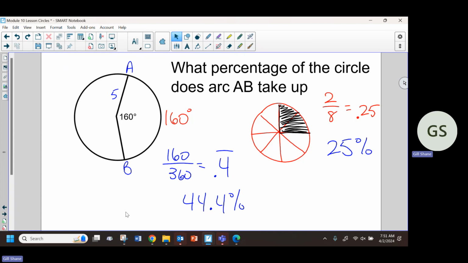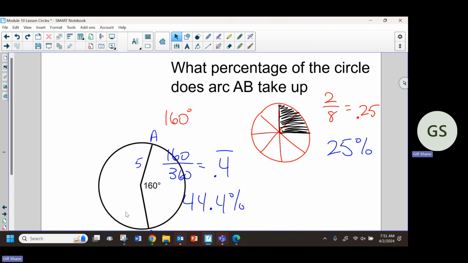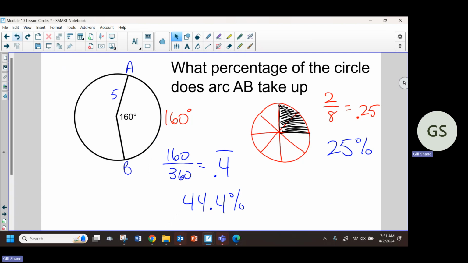I need to find the circumference. I can't just solve for AB. There is technically a formula, but I'm not teaching you formulas. I want you to understand how to do things. But I know what percentage of the circle it takes up. I do have a formula to solve for the entire circumference. I guess I can leave it there.